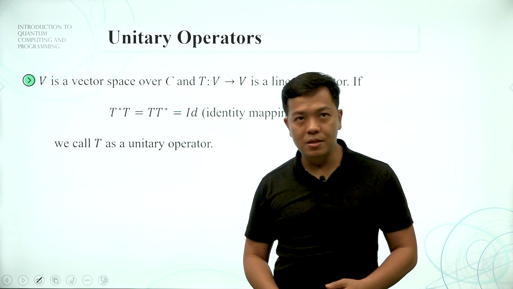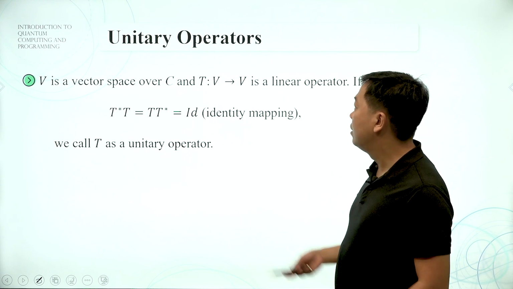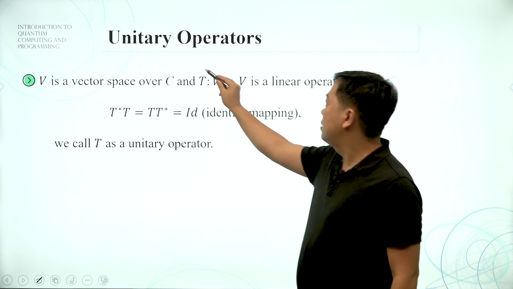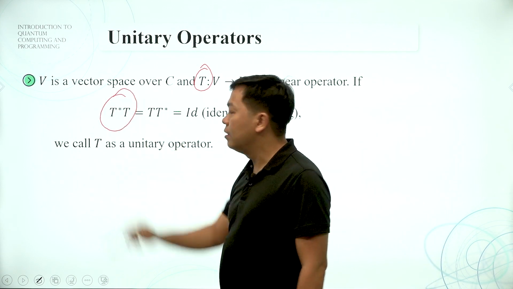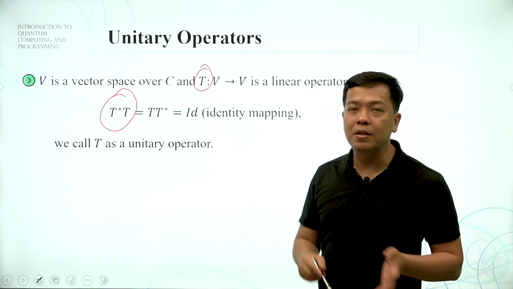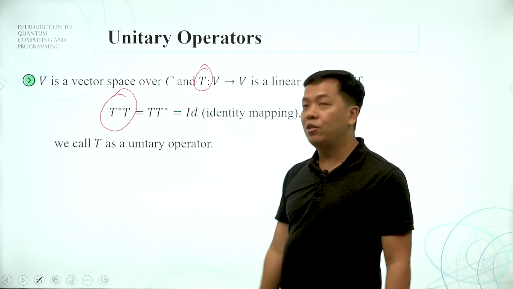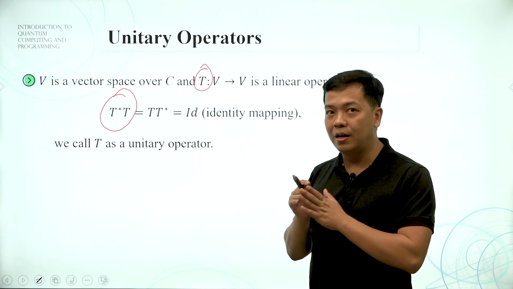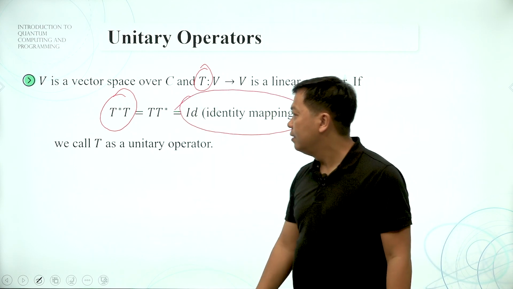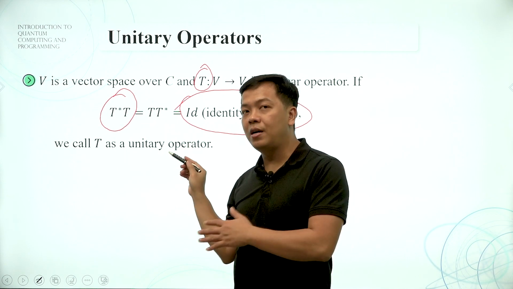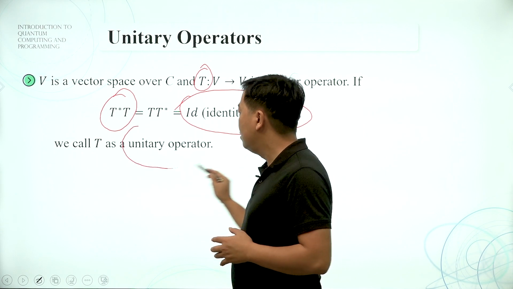The last one is the unitary operator. We have a vector v and this operator T. A unitary operator means we have the adjoint multiplied with the linear operator, or the linear operator multiplied with the adjoint, and the result is the identity mapping. If a linear operator satisfies this requirement, it is called a unitary operator.